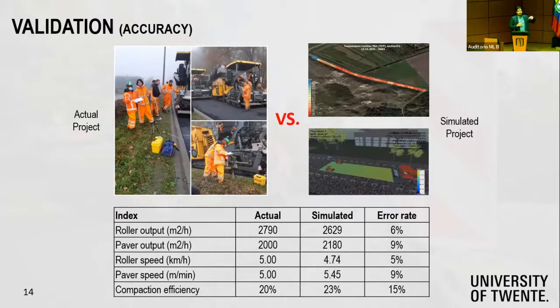The compaction efficiency, not so much because, well, in the strategies that we developed for these rollers, they move in a very controlled way, but then operators, the actual operators on the site, there's quite a bit of uncertainties about how they perform compaction, and that creates quite a bit of misalignment between the predicted and actual compaction efficiency.